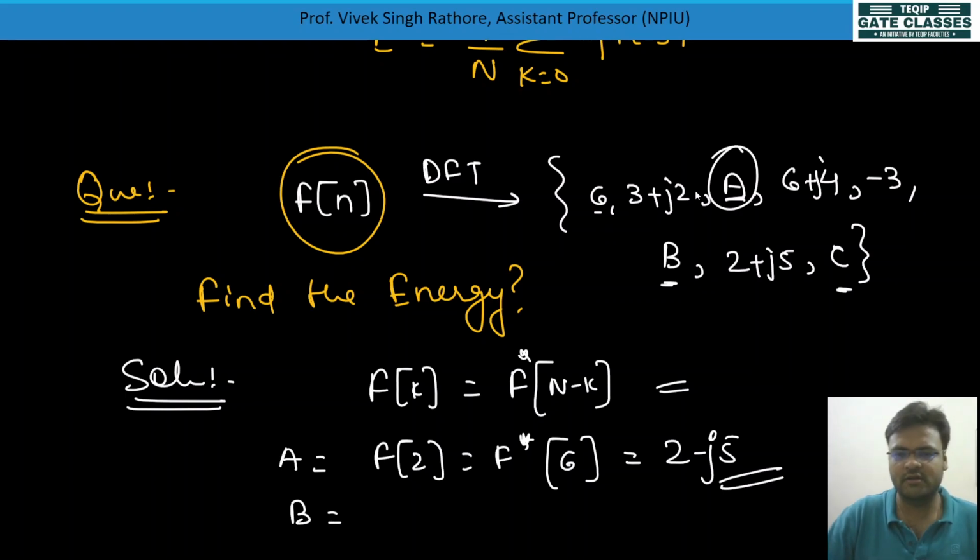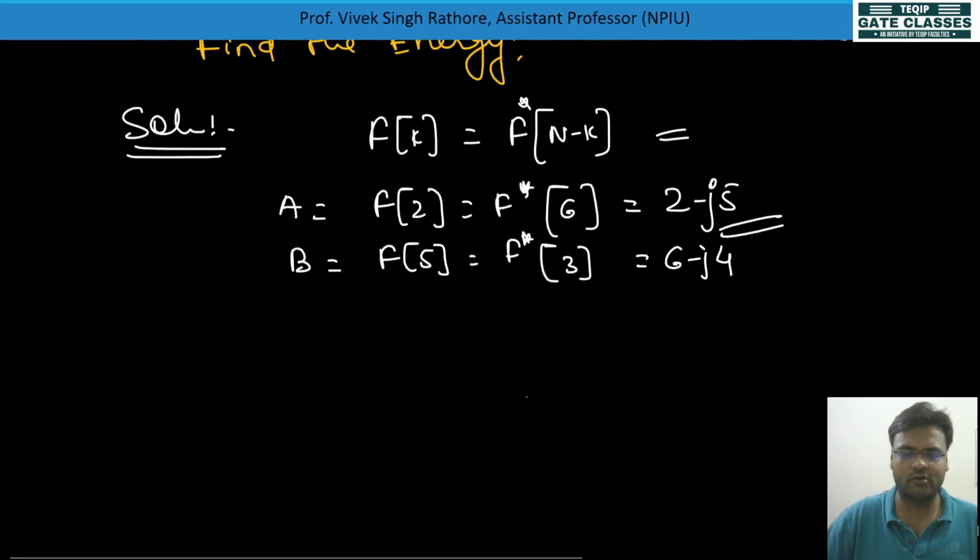B is nothing but 0 1 2 3 4 5. So f of 5 value, f of 5 is the same as f of abstract 8 minus 5, which is nothing but 3. So 0 1 2 3 is 6 plus j4. So we'll take the conjugate, 6 minus j4. So we have got the b value also, right?